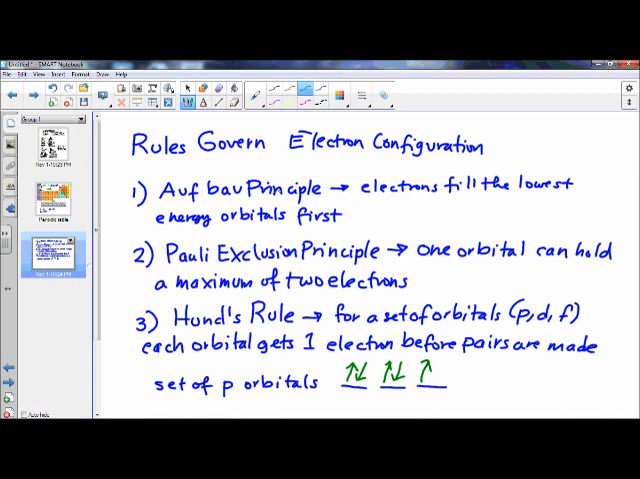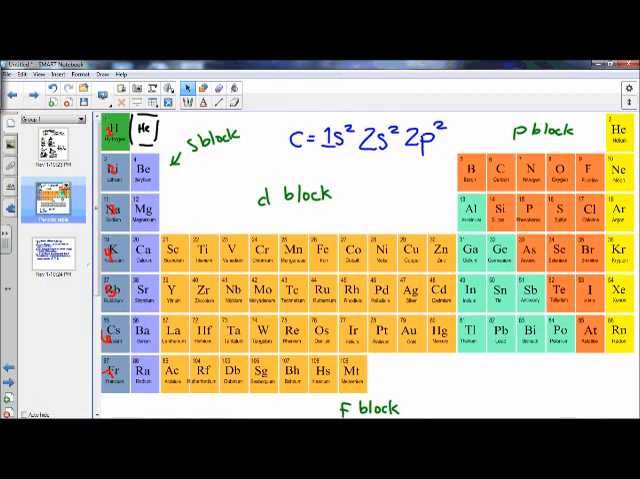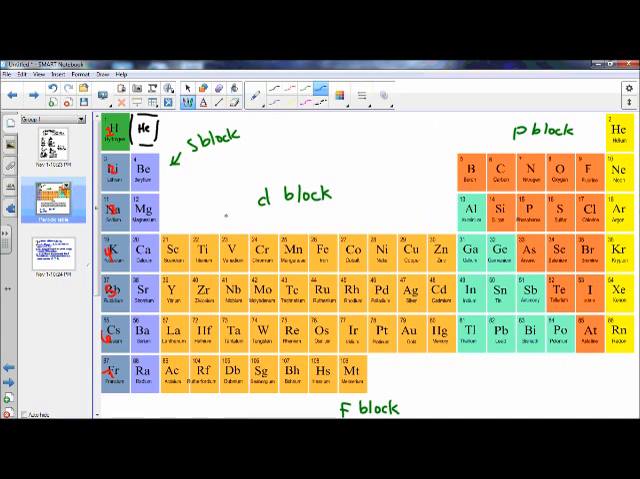Okay, so we're going to go back up to our little picture here. Now we're going to practice. I'm going to erase this. We're going to do another electron configuration. We're going to do aluminum. Now remember, you're going to start at the beginning and you're going to just walk across the periodic table. You'll write down what orbitals are getting filled up as you go.